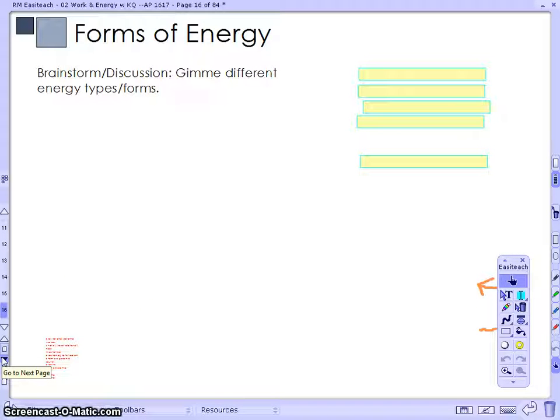Okay, pause the video in a second and just talk amongst yourselves. Think out loud, shout things out at the screen, but give me different types of energy forms, energy types. I'll give one right now. People say kinetic energy. Okay, good. Now go.